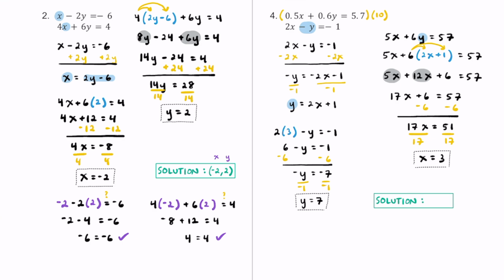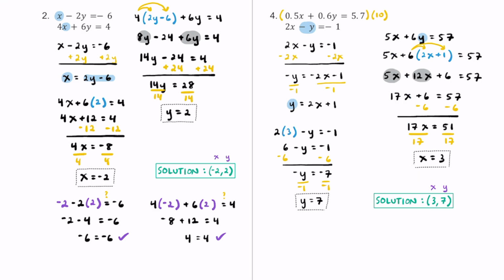Now that we know what x and y are equal to, we can say that our solution we think is going to be 3, 7. Okay, so let's go ahead and check that just to make sure. So that would be x, that would be y. And I'm going to check this first by plugging this into the top equation. So let's go ahead and do that first.